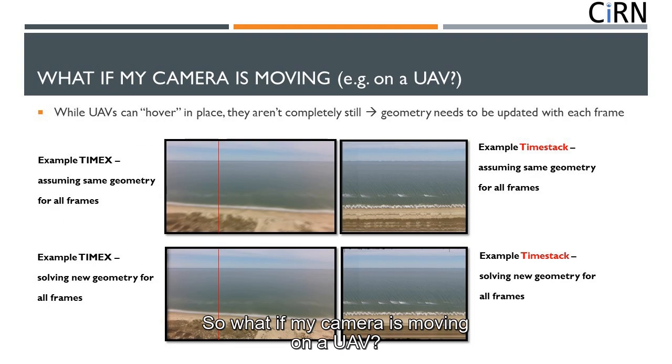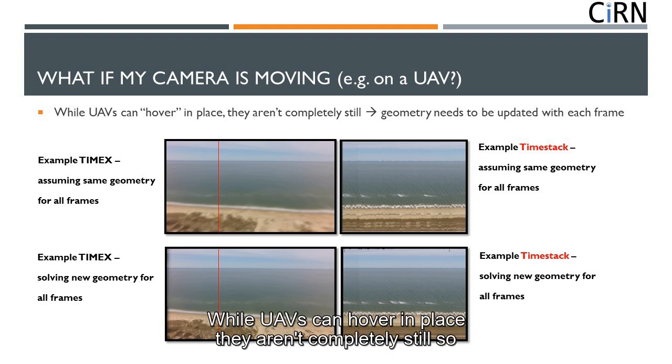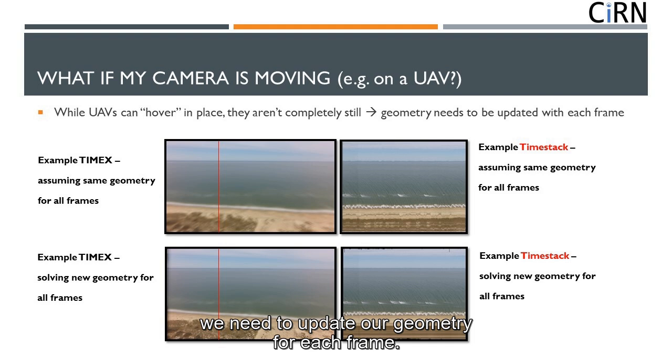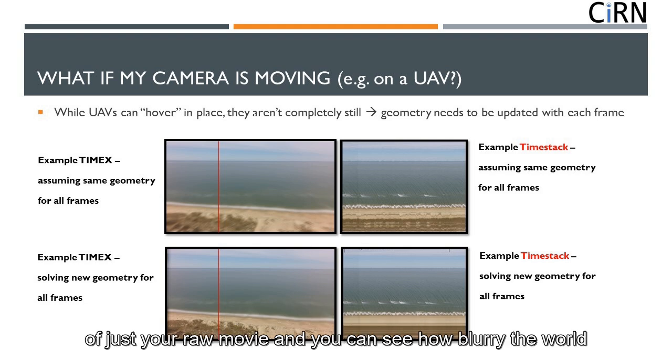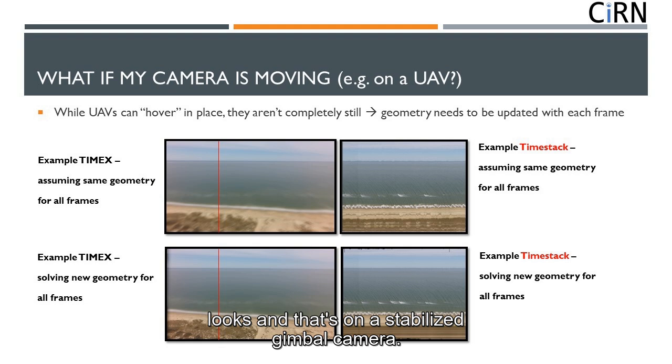All right, so what if my camera is moving on a UAV? While UAVs can hover in place, they aren't completely still, so we need to update our geometry for each frame. So these are two examples. On the top is taking a Timex in image space, so basically doing a time average at every pixel location of just your raw movie, and you can see how blurry the world looks, and that's on a stabilized gimbal camera. So it's trying to stabilize itself, but it's still moving.